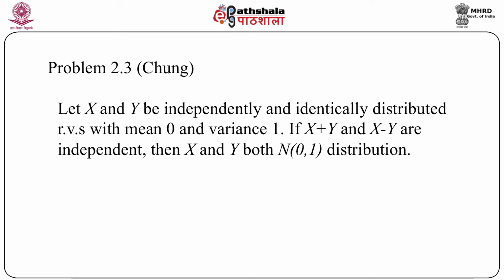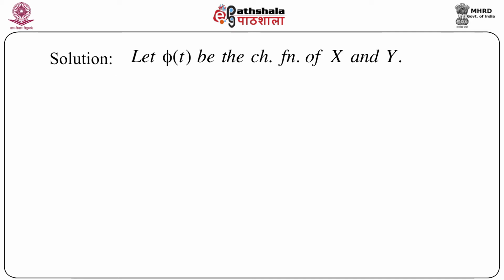So let us pose this idea as a problem. Let X and Y be independently and identically distributed random variables with mean 0 and variance 1. If X plus Y and X minus Y are independent, then X and Y both have normal(0,1) distribution. So we are going to prove this. This is a very interesting problem. The solution should follow the path of characteristic functions.